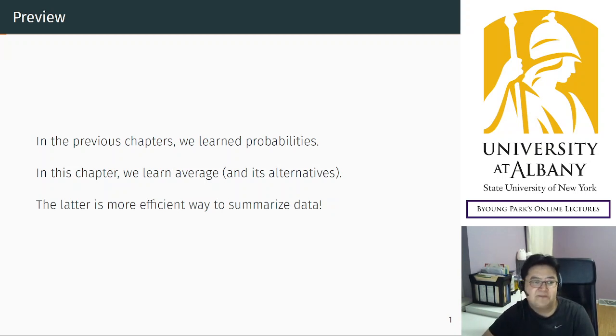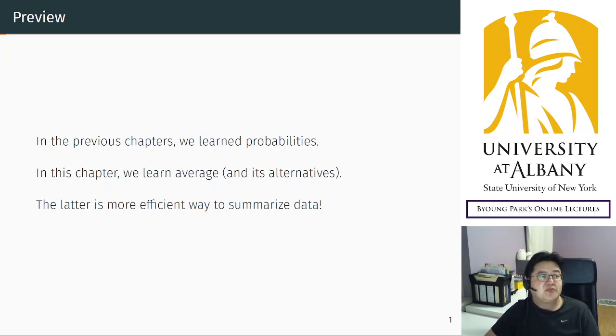To compare them, probabilities are more theoretically and mathematically important, more theoretically complete. However, as you know, average is more practical, more useful, and more commonly used in your daily life. So still, both are very important, but maybe learning about the average can be a more useful and efficient way to summarize the data. So you will see why.